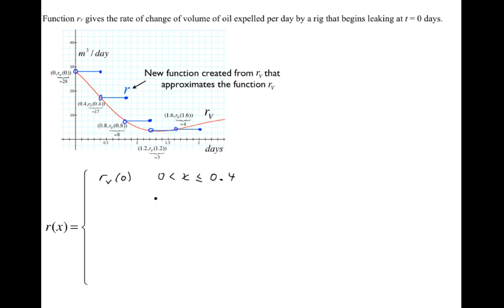And then if we move on to the next interval, we don't want it at 0.4. We want to start just to the right of 0.4 and go to 0.8. Now when x takes on those values, what do we want r of x to be? Etc. So can you finish it? You're going to have 5 lines in this rate function to get from 0 to 2. So you finish.